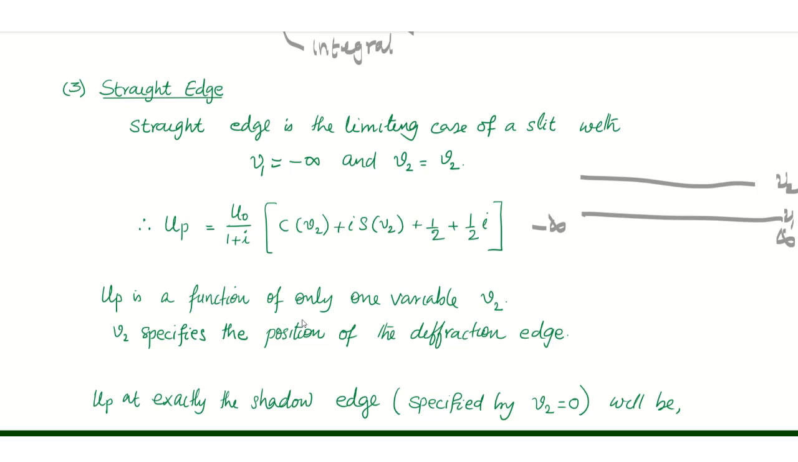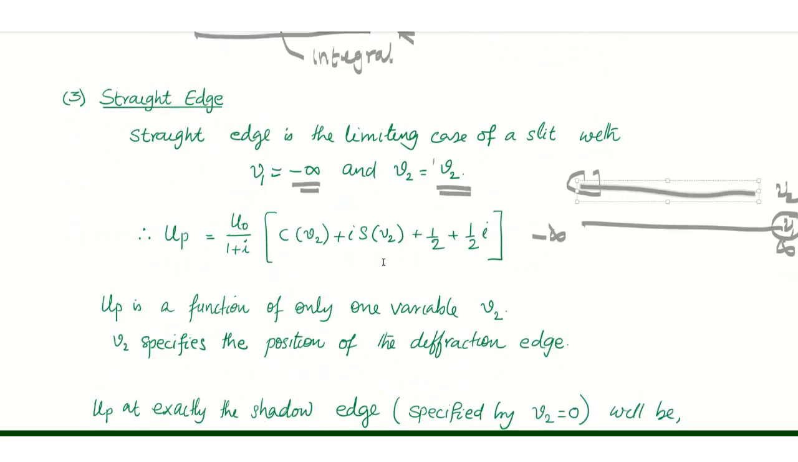Now, you can either put V2 equal to infinity by removing this part, or you can keep V1 at minus infinity. V1 equals minus infinity, and V2 remains there, so one of the plates that made the slit remains there. And in that case, how will it look?